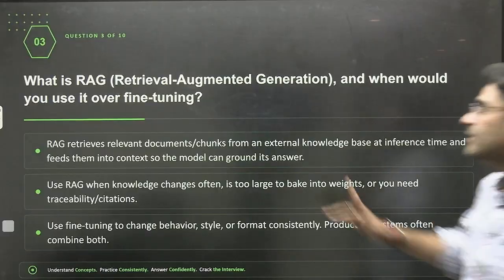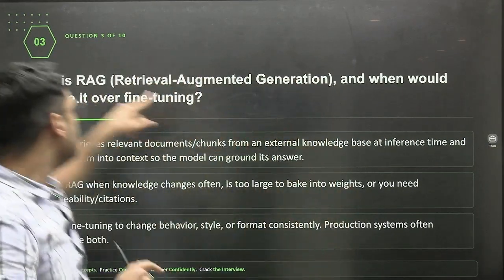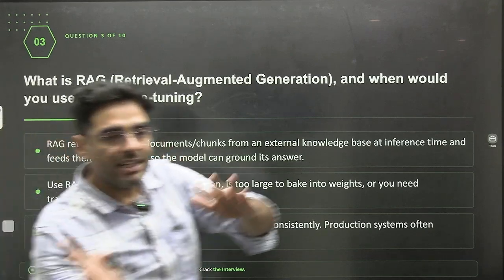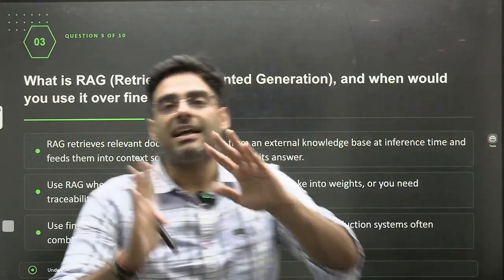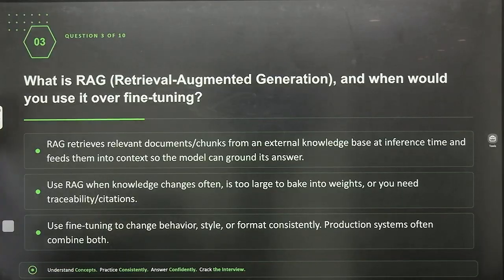The third highly asked question is the definition of RAG and any project that you have made. Questions may be framed like: what is RAG, retrieval augmented generation system, and when would you use it over fine tuning? Very important: what exactly is fine tuning and what exactly is RAG? What are the use cases and differences between them? It is a highly asked question, so you should be very prepared. I would like to give you an answer.